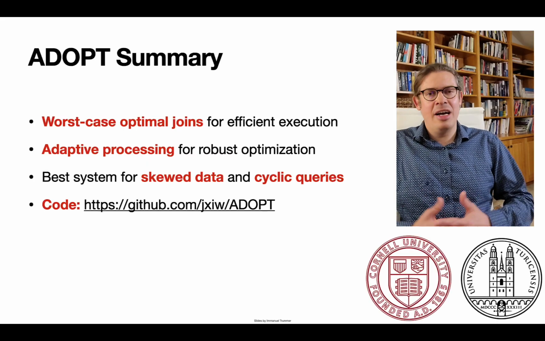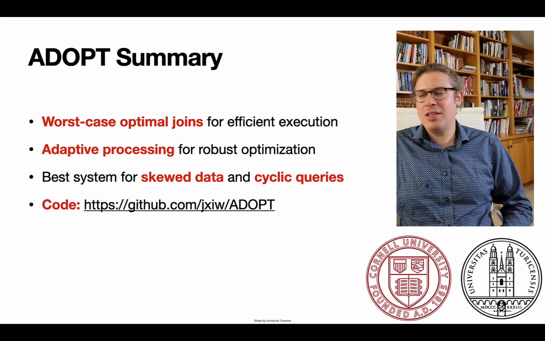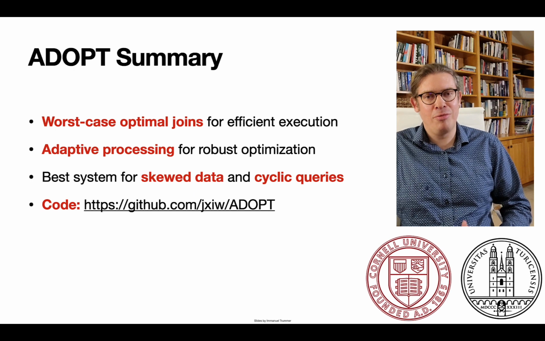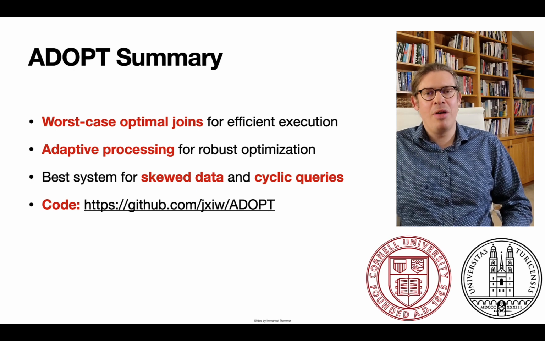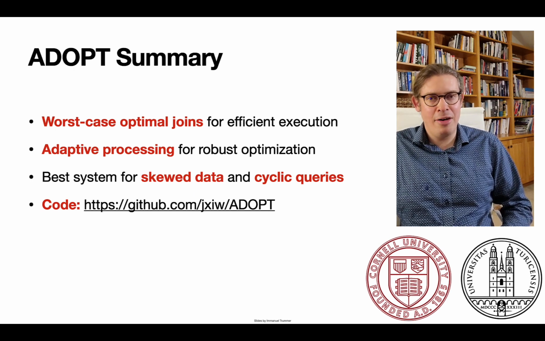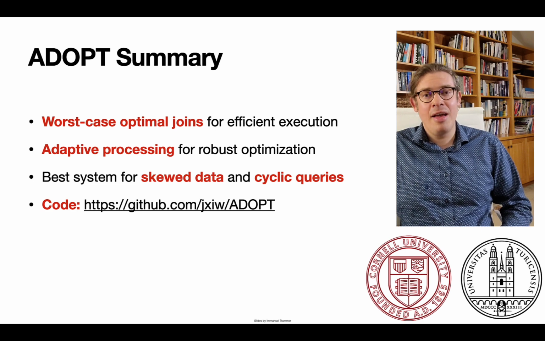So in summary, Adopt is a system that combines worst-case optimal join algorithms with adaptive processing, and that enables it to perform well, in particular in scenarios where you have cyclic queries and skewed data.